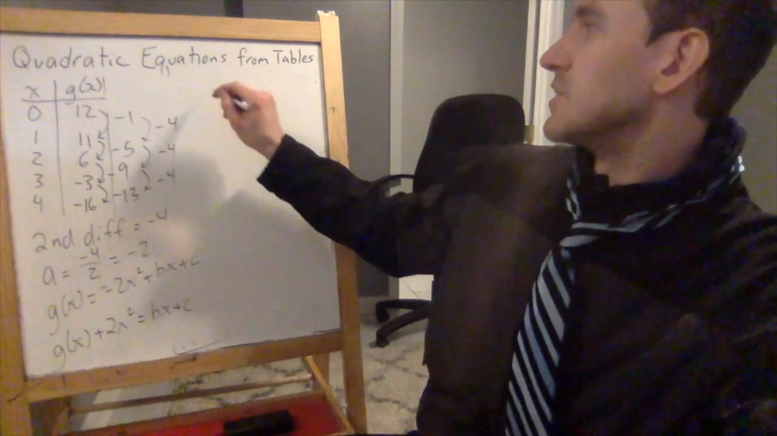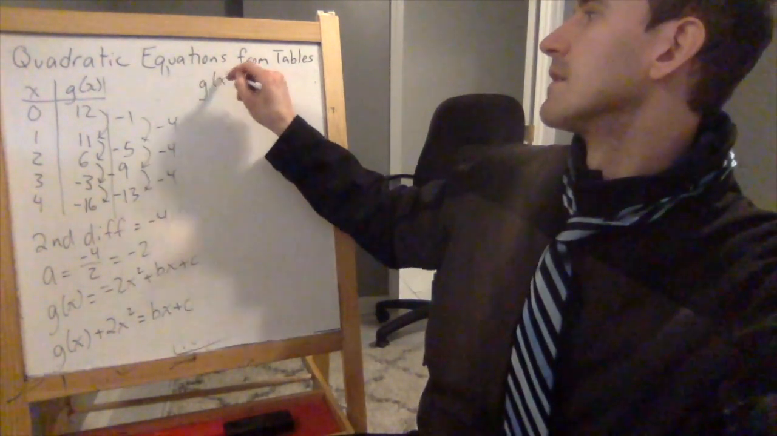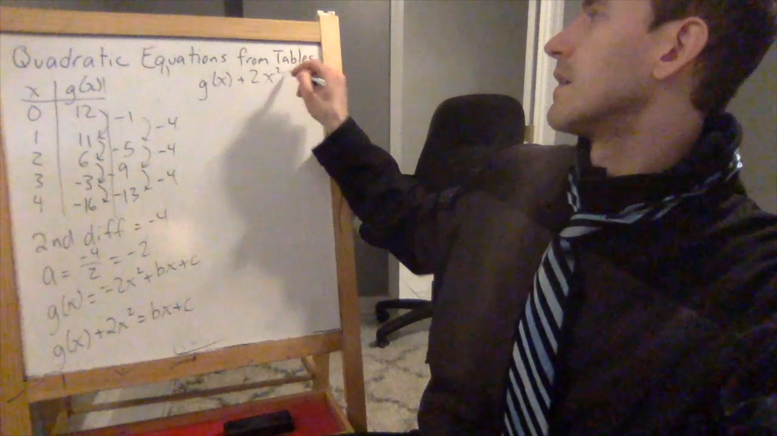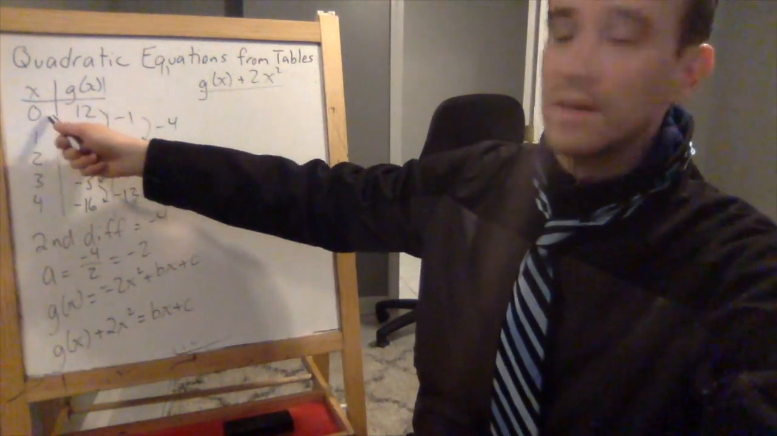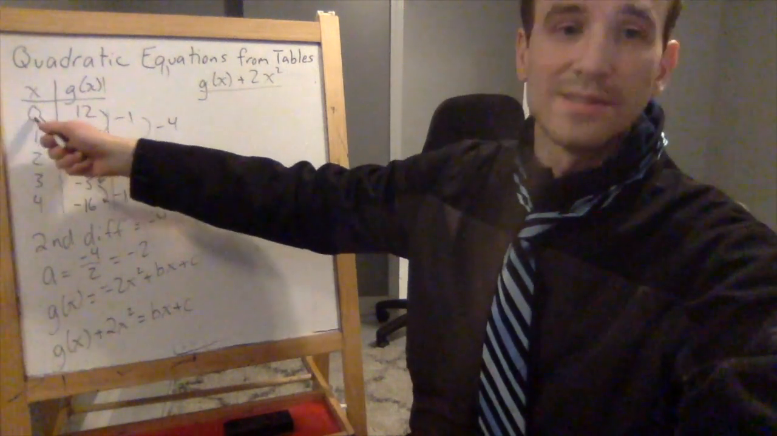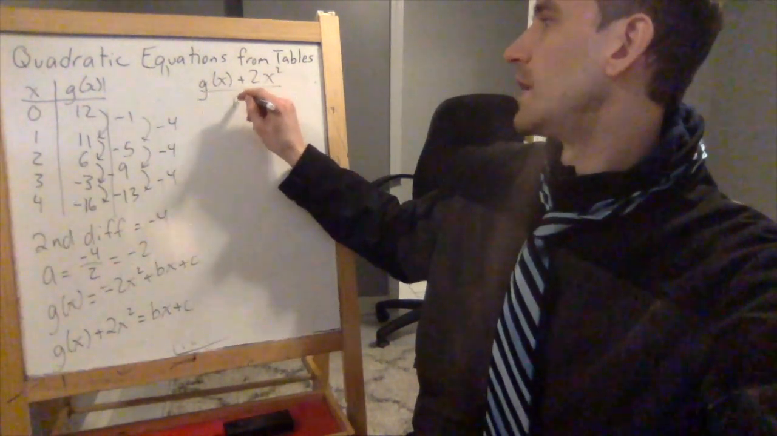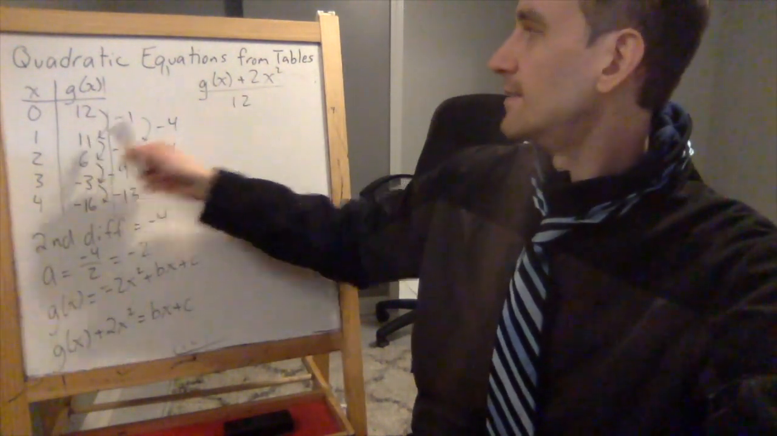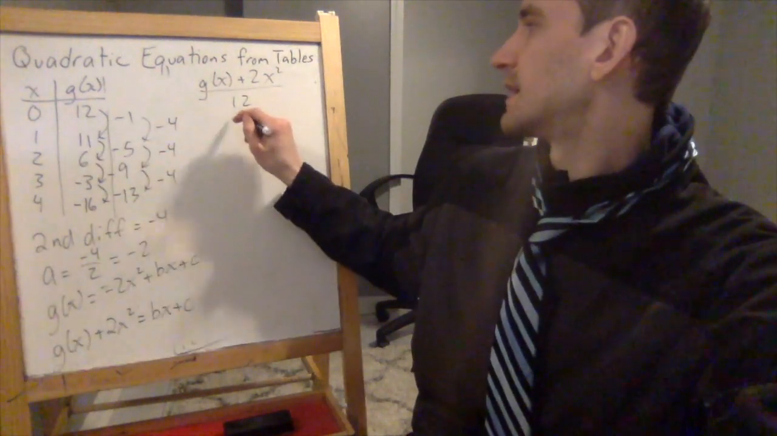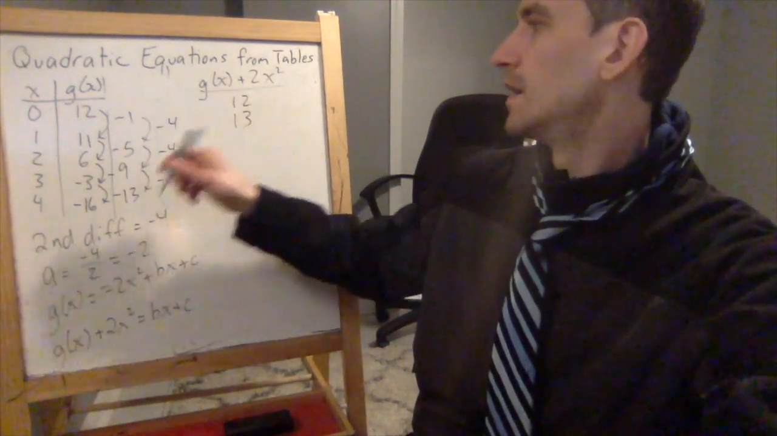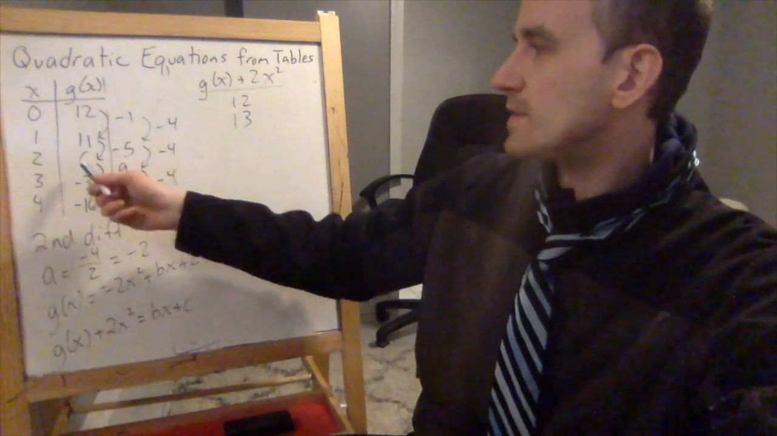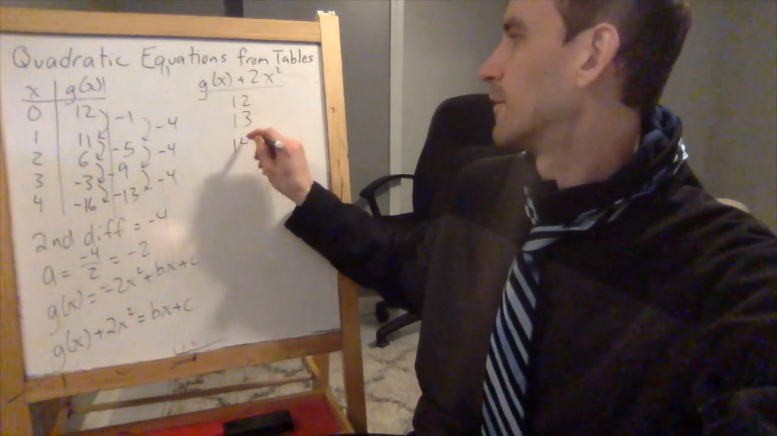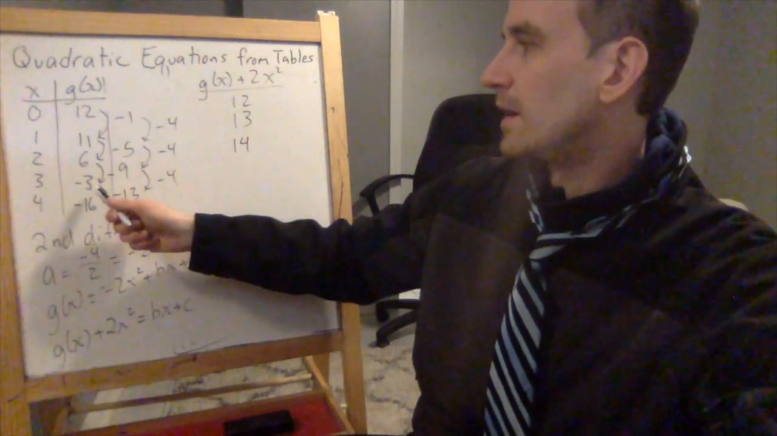So if I take g of x plus 2x squared, I should get something that's linear. So for x equals 0, that's 12 plus 2 times 0 squared, that stays as 12. Then I've got 11 plus 2 times 1 squared, that's 13. 6 plus 2 times 2 squared. 2 squared is 4, times 2 is 8, plus 6, 14. Oh, looks like we're increasing by 1.